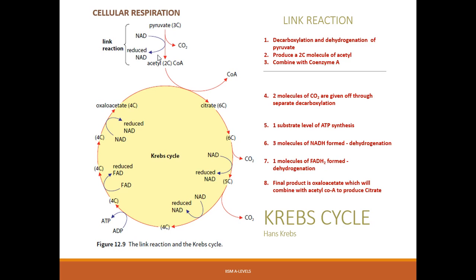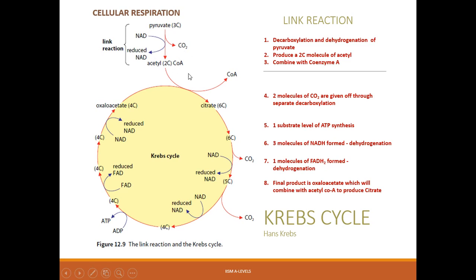And just like in glycolysis, this reduced NAD will be taken to the final stage of cellular respiration, which is the oxidative phosphorylation, which we are going to look at a bit later. Once the decarboxylation and dehydrogenation have taken place, pyruvate will become a 2-carbon molecule known as acetyl. And this acetyl will immediately combine with a molecule known as coenzyme A, or in short, CoA. And the combination of acetyl with this CoA will produce a molecule known as acetyl-CoA.